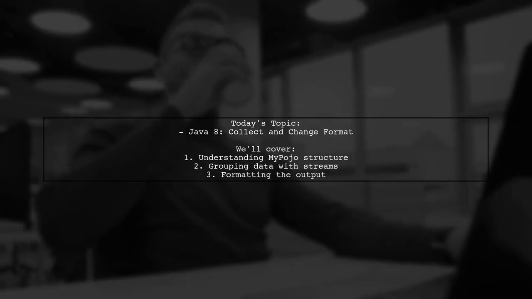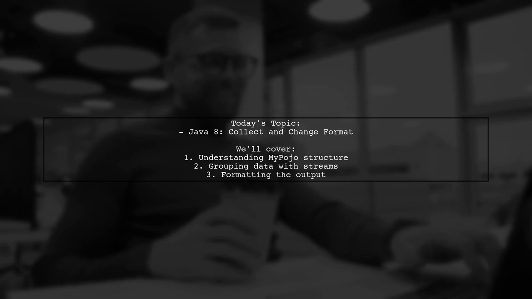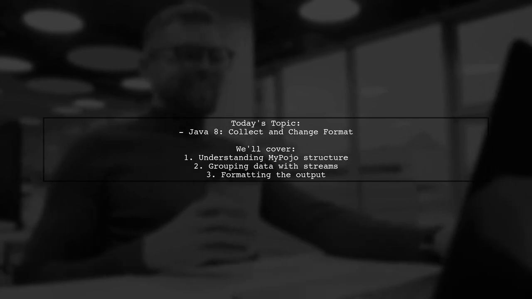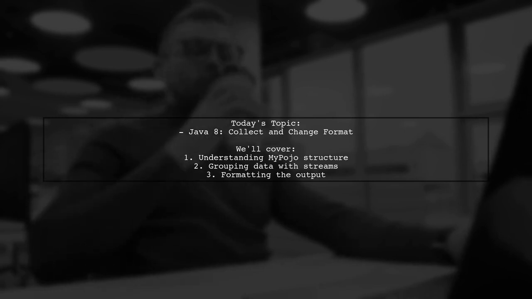Today, we're tackling a fascinating question from one of our viewers about data manipulation in Java 8. They want to know how to collect and change the format of results from a list of custom objects.